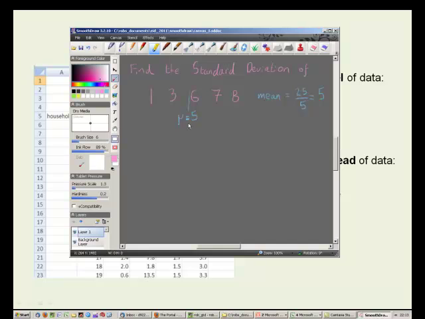We start with the 6, well, that's not very far away from this mean. It's just 1 away. Very close. The 7, well, from 5 up to 7 is 2. This number is 2 away from the mean. This number 8, well, from 5 up to 8 is 3. And from the mean of 5 down to 3, that's 2. And from the mean of 5 down to 1 is 4.